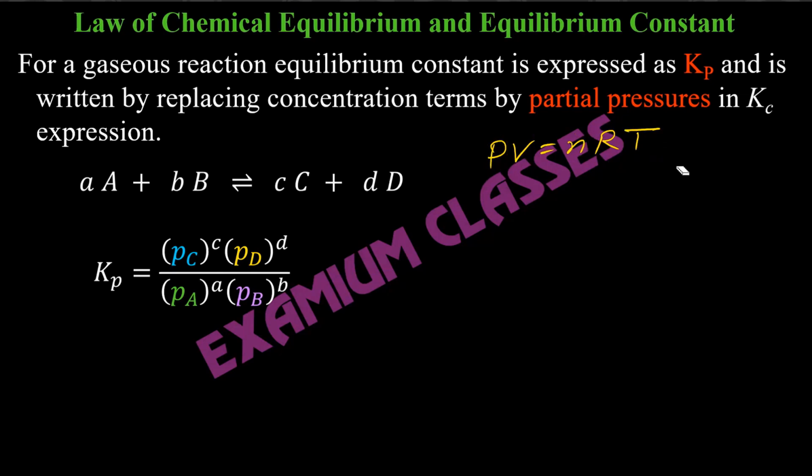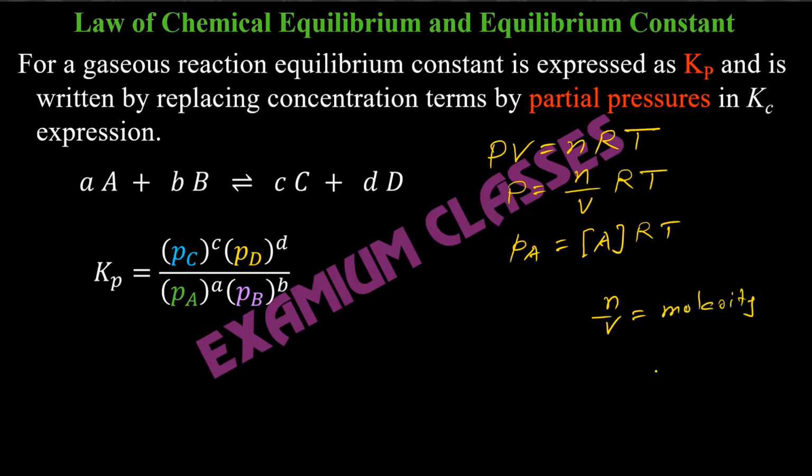Now, if I rearrange this one, I write it as P equals n by V times RT. Now, who will tell me what is this n by V? Molarity. Good. Number of moles divided by volume is actually molarity. So you can say for PA, it will be the concentration of A, RT. It is the molarity of A, that is the concentration of A, times RT. Because n by V is molarity, number of moles divided by volume, and molarity is concentration.